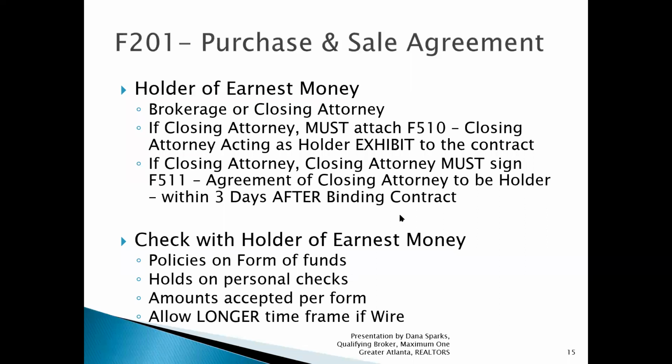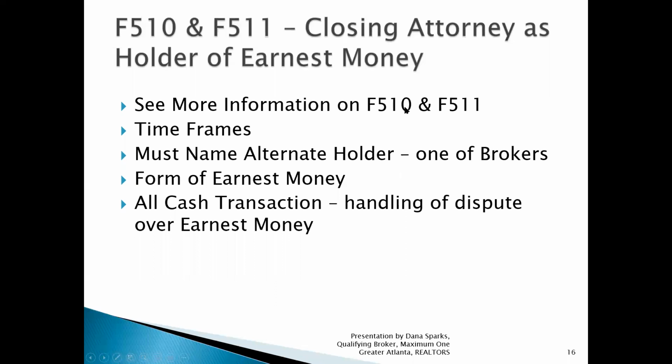Earnest money. You need to check with the holder on their policies regarding earnest money: the form of the earnest money, if they hold personal checks, how long on that, and amounts accepted per form. For example, some, not only closing attorneys but brokers, will not accept a personal check if the earnest money is over $5,000. And if it's over $10,000, many will require a wire. Additionally, if it is a wire, a lot of times the parties will have to negotiate a longer time frame for the buyer to send that to the holder. We're going to cover these two forms a little bit later on.